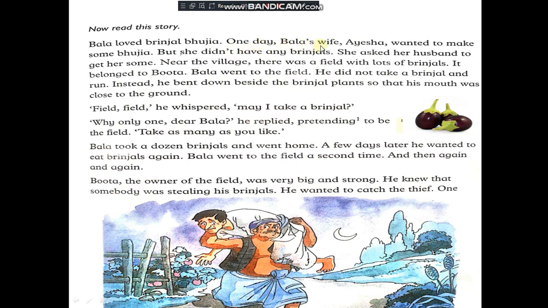One day, Bala's wife, Aisha, wanted to make some bhujia, but she didn't have any brinjals. She asked her husband to get her some. Near the village, there was a field with lots of brinjals. So near the village, there was open space where the brinjals were grown. It belonged to Bhuta. Bhuta is the name of another man, and this field belonged to Bhuta, which means Bhuta was the owner of this field.